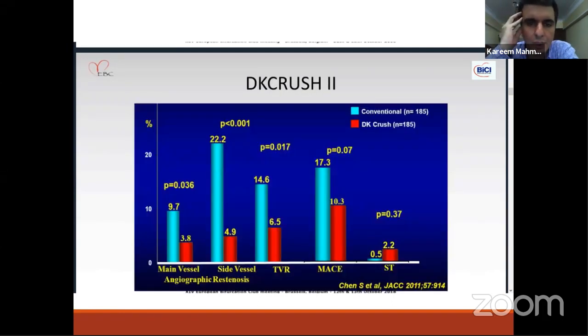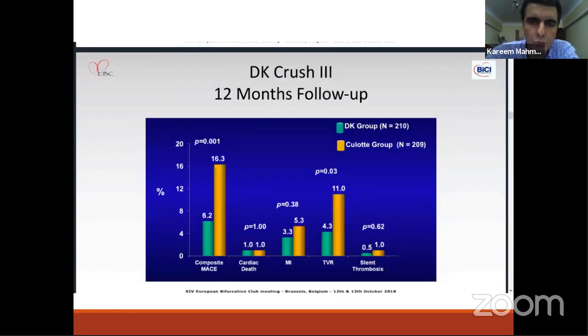In DK Crush 2, DK Crush was compared to provisional stenting in non-left main bifurcation, and again, DK Crush was favorable regarding reduction of restenosis in the main branch, side branch, and major adverse cardiac events. Then to the left main, and here is DK Crush 3 comparing DK Crush with the Culotte technique. Again, DK Crush showed a favorable result with reduction of the composite outcome as shown here, mainly driven by reduction of target vessel revascularization.